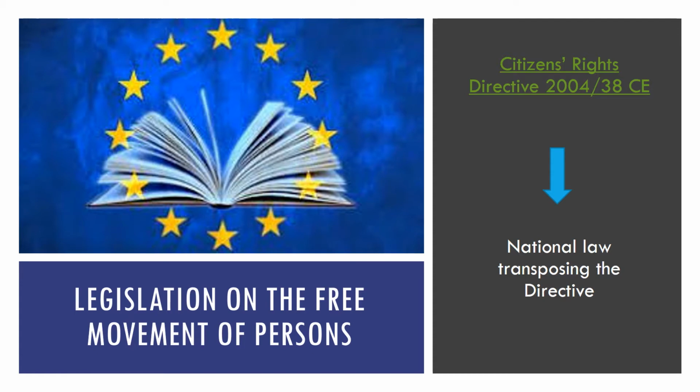The EU has adopted a complex set of rules to guarantee EU citizens' right to free movement. The main piece of legislation overseeing this is the Citizens' Rights Directive. Each member state has to transpose the rules, and particularly the rights contained in this directive, into its national legislation. This may take the form of a law, a decree, an order, or other types of legislation.